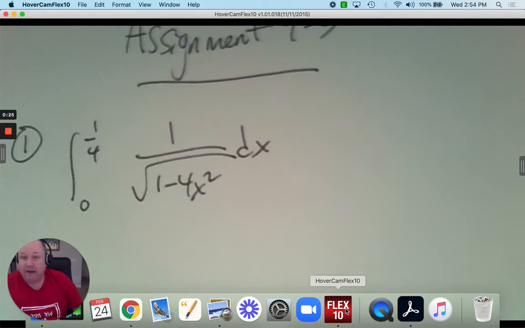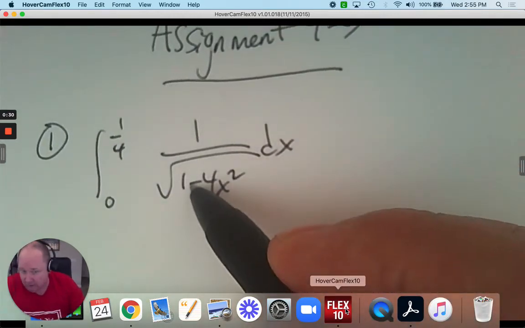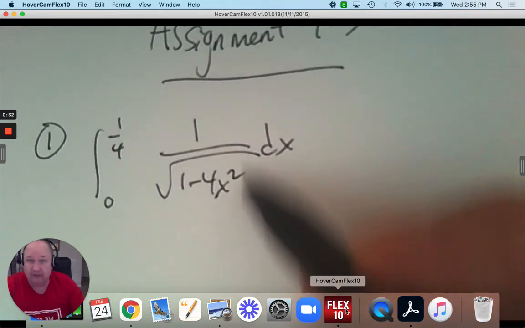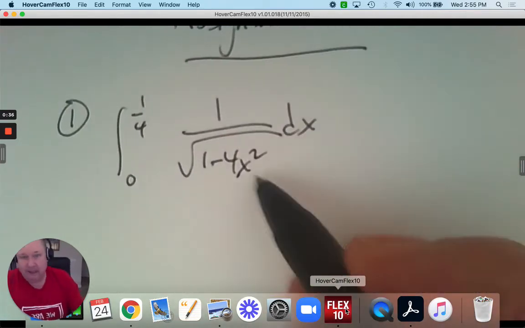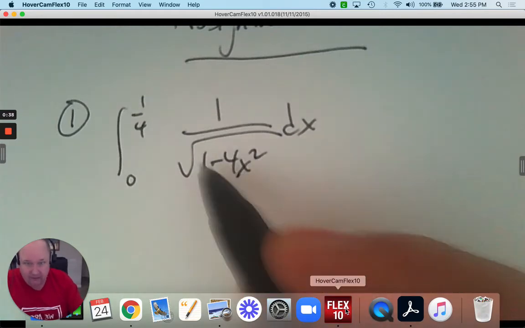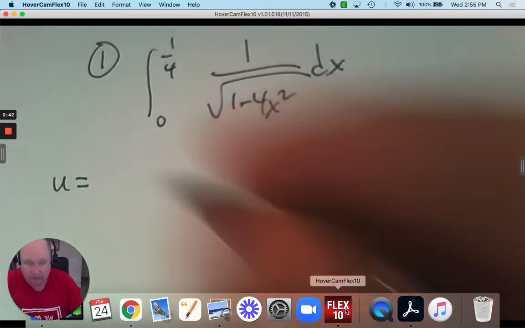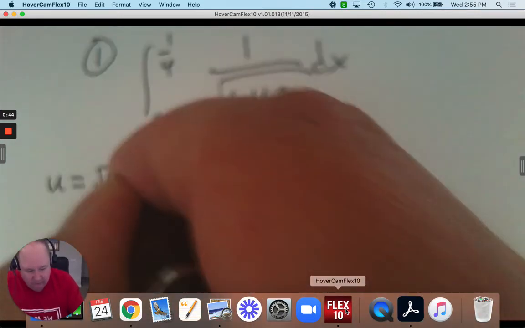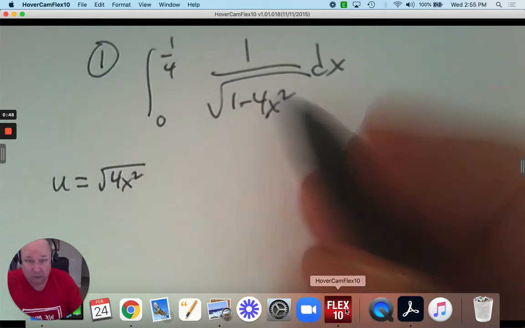So first I understand the form. 1 over the square root of 1 subtract 4x squared is the form of inverse sine. And so where does the hook come from? It comes from this second part underneath the square root sign. That's what we call the u, where the hook comes from. And that's the square root of 4x squared.